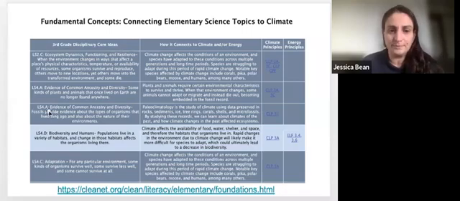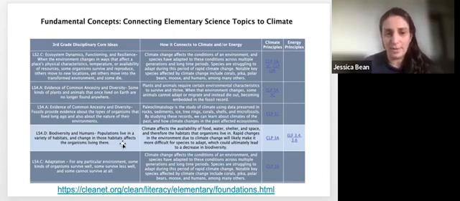So for example, one of these topics around biodiversity and humans, one of these disciplinary core ideas, really has to do with how populations live in a variety of habitats, and that changes in the environment in those habitats affect how and where organisms live. So this is one of the fundamental concepts that we'll explore today when we talk about our river otters in the San Francisco Bay Area.